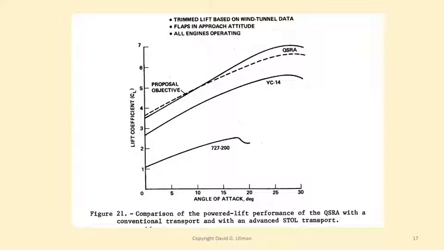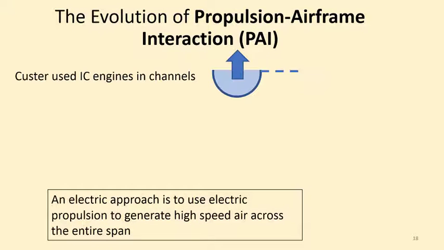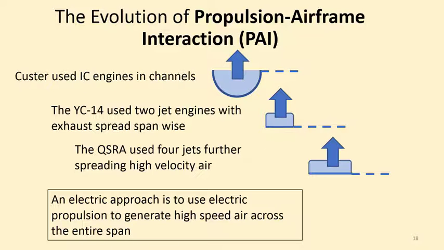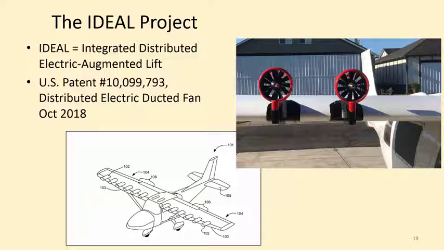So if you look at this evolution I just took you through, Custer used IC engines in channels, the YC-14 2 jet engines, 1 on each side, QSRA 4 jet engines, and then we're doing an electric approach which tries to distribute the lift along the entire span of the wing. So we have a project called IDEAL, Integrated Distributed Electric Augmented Lift, which we're using ducted fans, actually they're model airplane ducted fans, to blow air over the top surface of the wing.